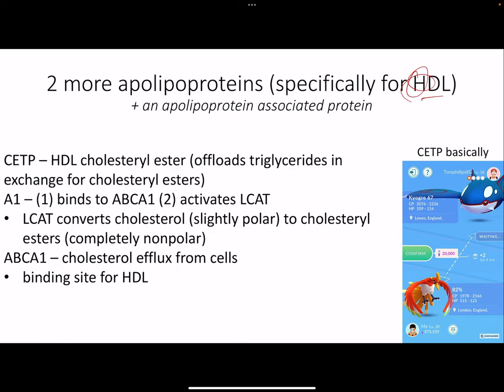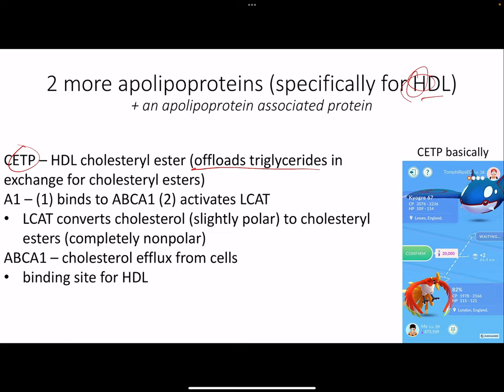CETP is for trading. It trades with the other lipoproteins, I think all of them, VLDLs and IDLs, maybe not chylomicrons. It's going to give them triglycerides in exchange for cholesterol. Actually, I think it's doing the opposite. It's giving cholesterol in exchange for triglycerides. Maybe fact check me on that, but I'm pretty sure that's what happens because I think all it has is cholesterol for the most part. I think that's all it has to trade. I could be wrong. Fact check me.